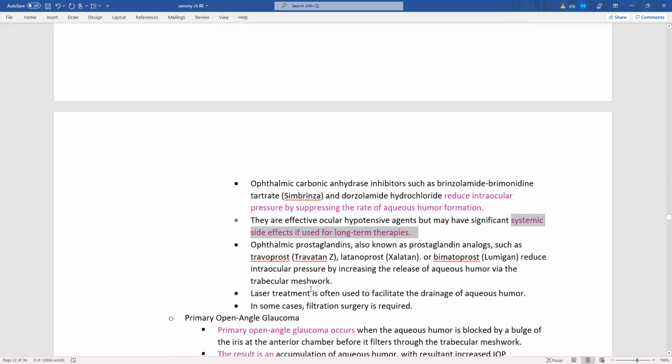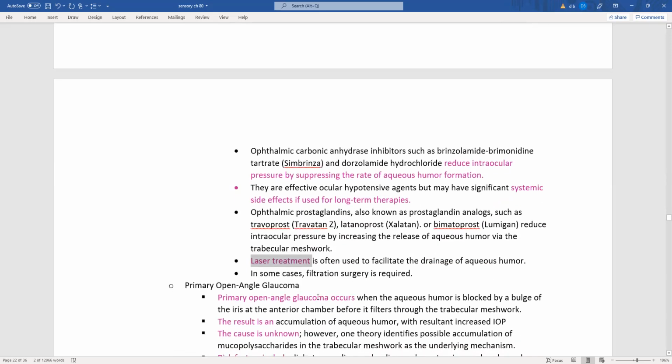Laser treatment is often used to facilitate the drainage of aqueous, so it helps the drainage of the aqueous humor. In some cases, filtration surgery is going to be required.